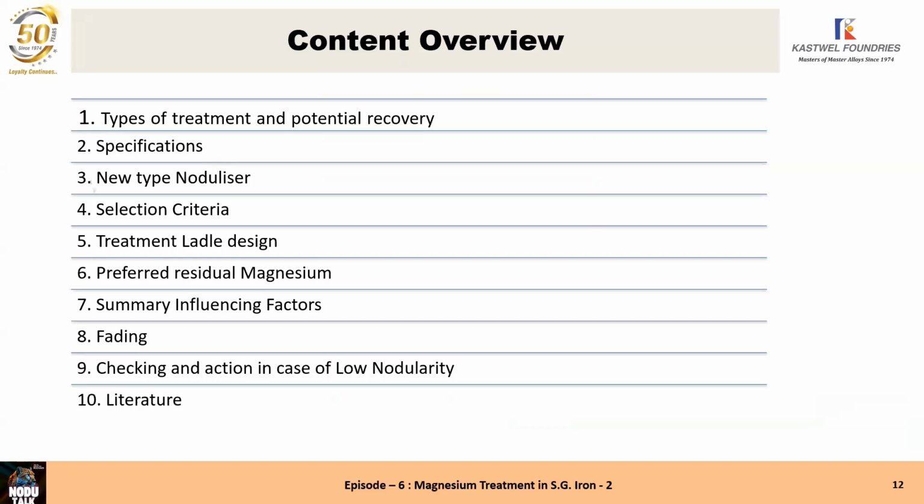In today's topic, we are going to cover types of magnesium treatment and potential recovery, specification of alloy, new type of nodulizer, selection criteria of ferrosilicon magnesium alloy or nodulisers, treatment ladle design, preferred residual magnesium, various summary of influencing factors on magnesium recovery, fading, and check and action in case of low nodularity.